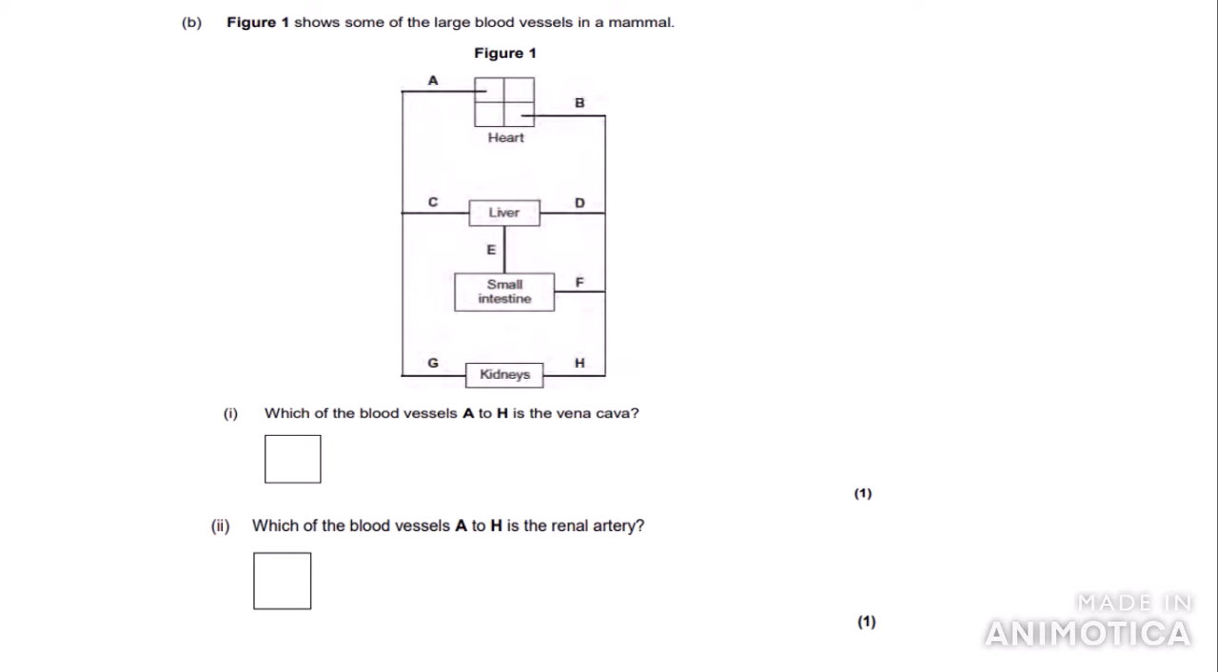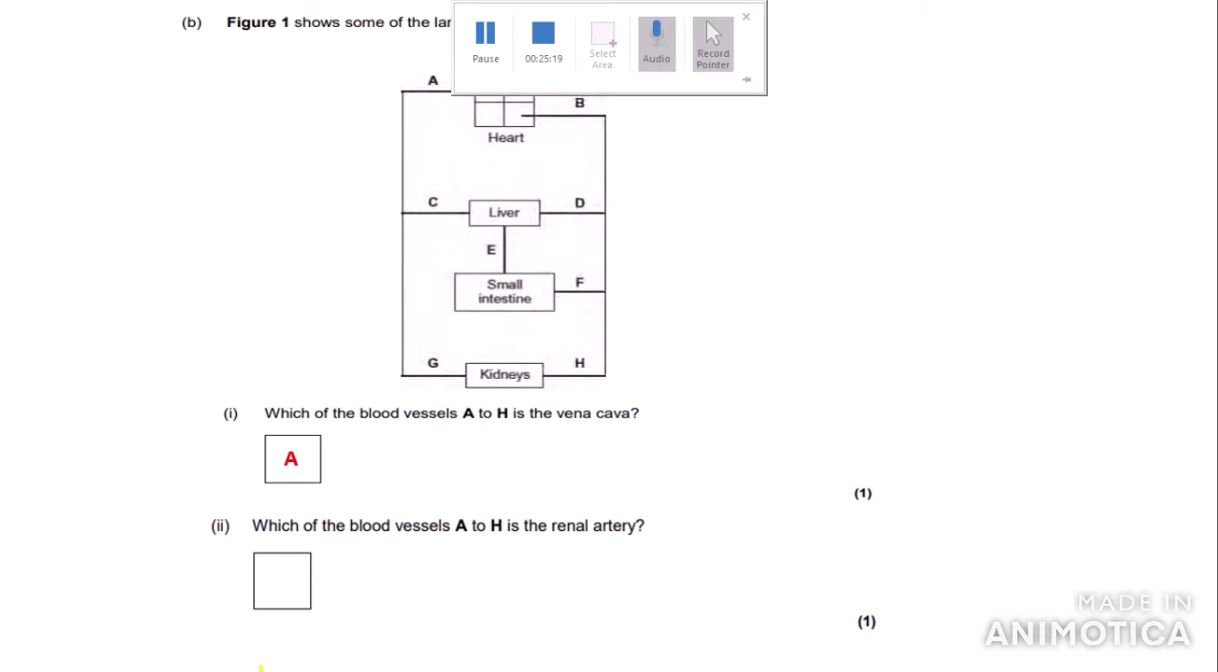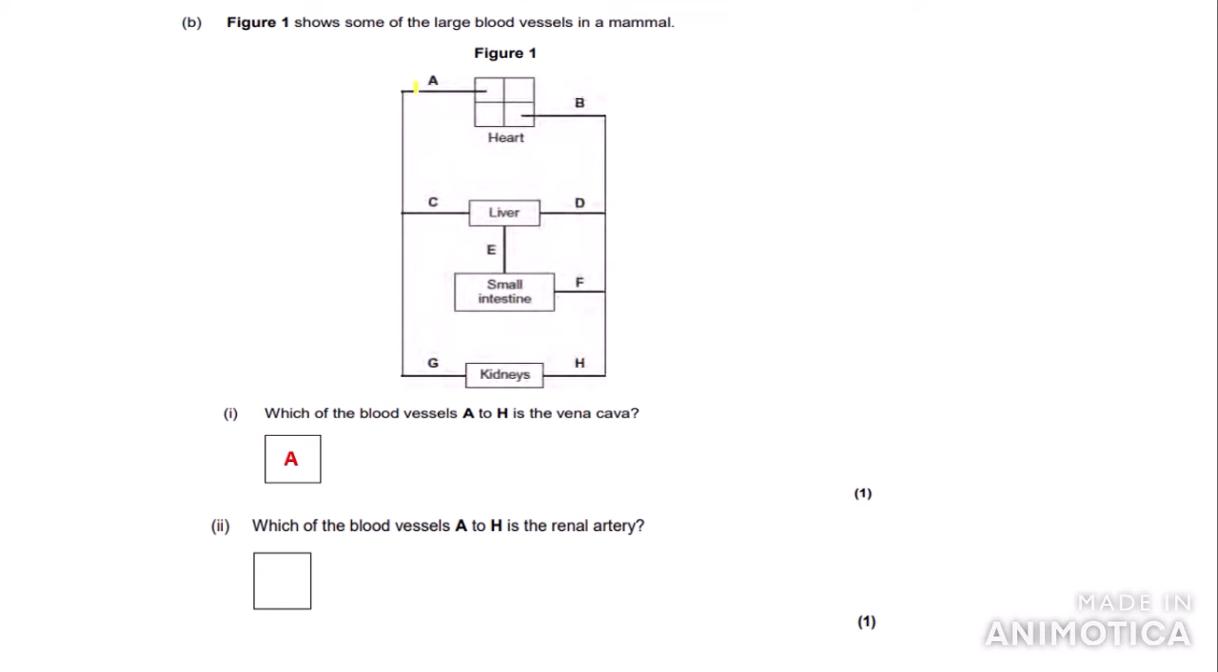So let's look at this question. Figure 1 shows some of the large blood vessels in a mammal. So this is a simplified version of the figure that I showed you earlier. So this is quite a nice question. Which of the blood vessels A to H is the vena cava? As we said earlier, the vena cava is the vessel that carries deoxygenated blood into the heart. So as you can see here, A is the blood vessel that carries deoxygenated blood to the heart.